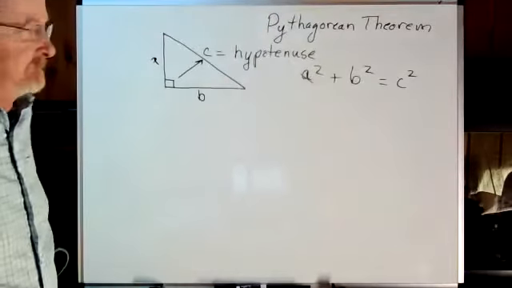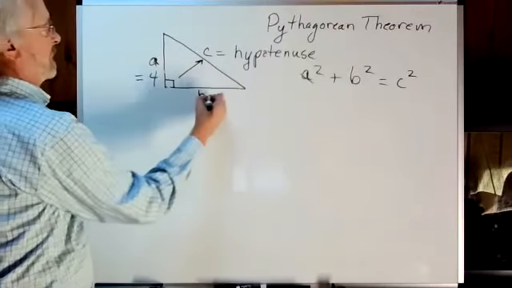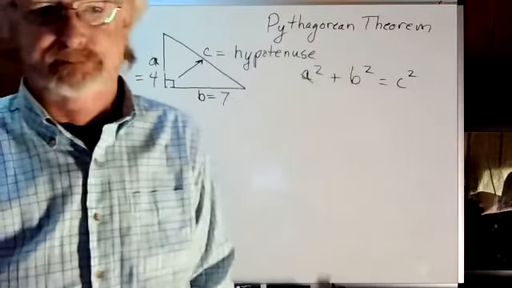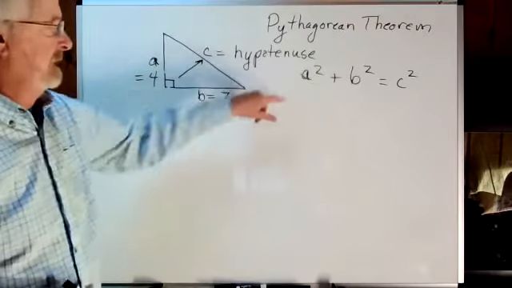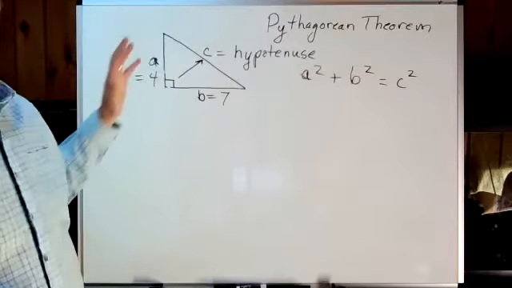So how does it work? Well, let's say I know that A equals 4 and B equals 7. Let's find side length C. So I'm plugging A and B into this formula, and C is the one on the opposite side. In this case, I'm looking for the hypotenuse length.